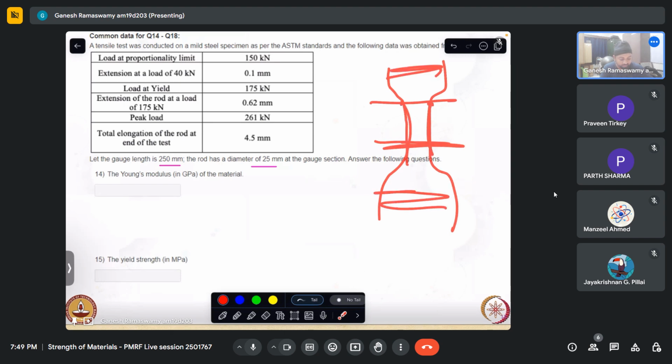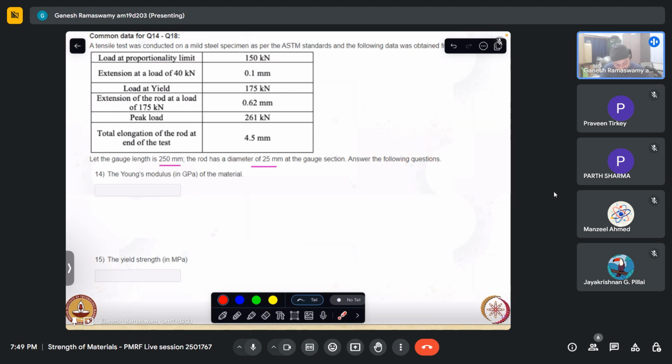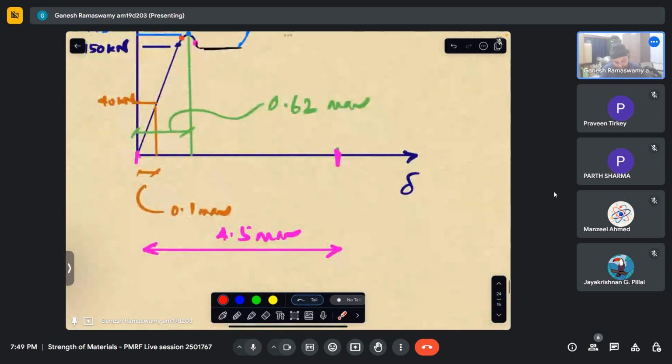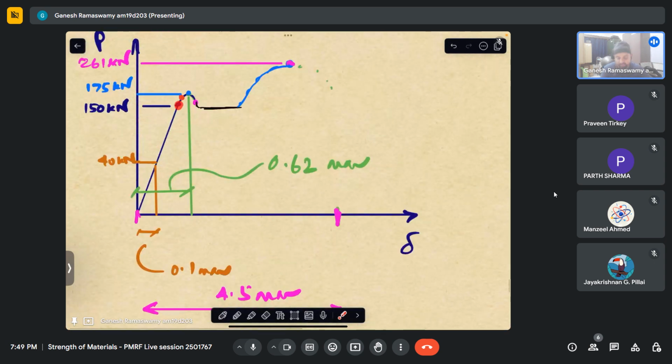I hope that is clear. So what is the Young's modulus of the material, what is asked? We know that the proportionality limit holds till 150 kilonewton, but we have not been given the displacement at that. Before that, mild steel follows a linear path, which means we can consider this point. The load at 40 kilonewton corresponds to a displacement of 0.1 mm.